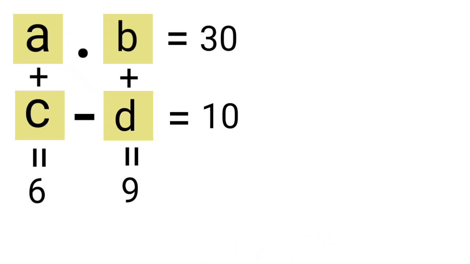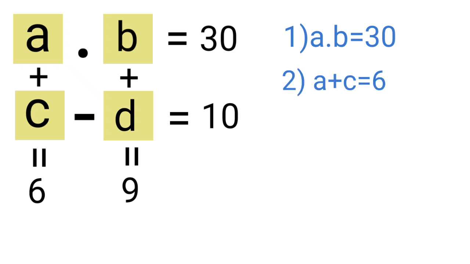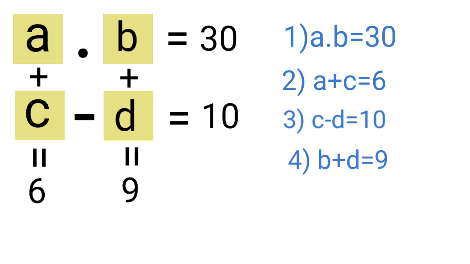So let's write down the equations. The first one, we take this one here: A times B equals 15. The second one, maybe we take this one: A plus C equals 6. For the third, we take this one: C minus D. And the last one is this one here: D plus B equals 24. 4 equations, 4 variables. So let's try and find a solution for this system of equations.